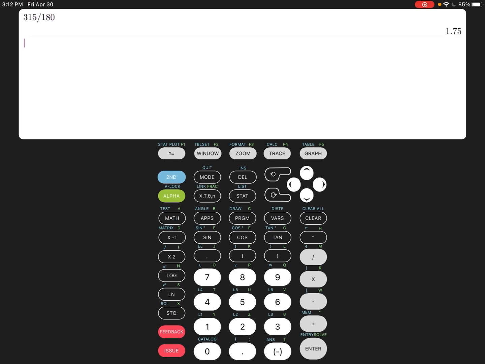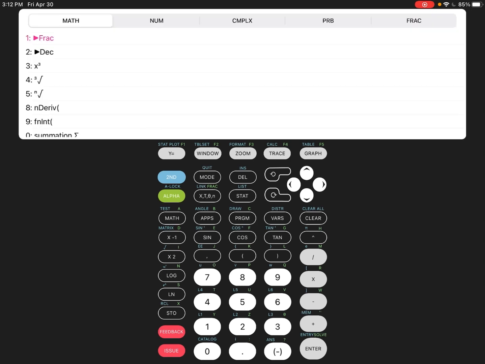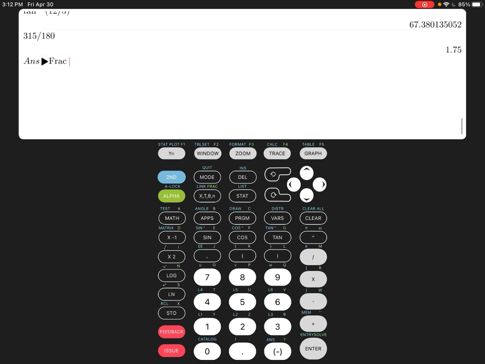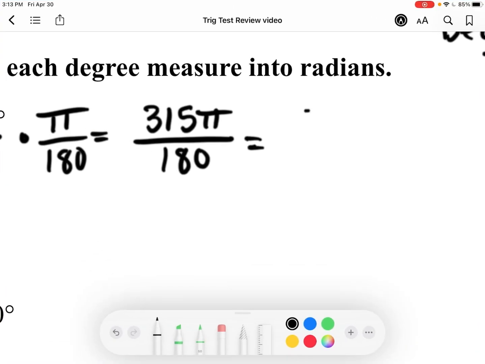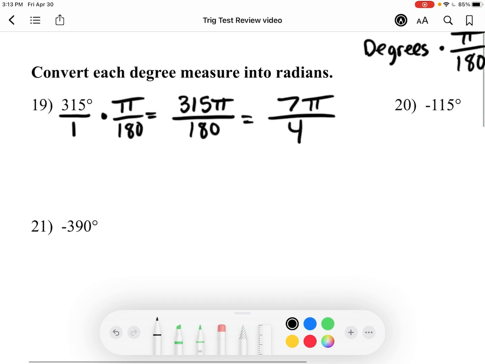Now you're going to click the math button. That first option that is highlighted in pink on my calculator, the triangle with FRAC, is going to change your answer into a fraction in simplest form: 7 over 4. 7 divided by 4 is still the same thing, 1.75, except it's in simplest form. So this is equal to 7 over 4, and pi stays in the numerator. So our answer is 7 pi over 4 radians.